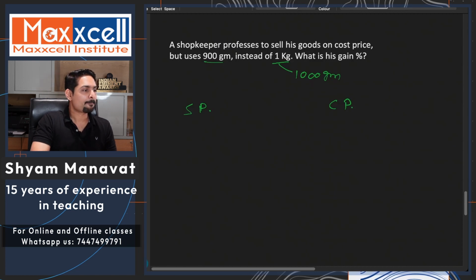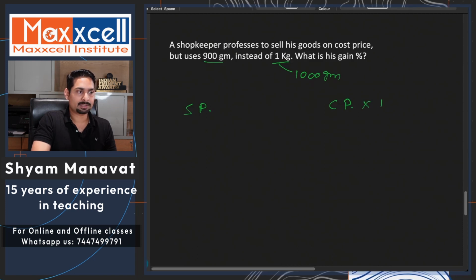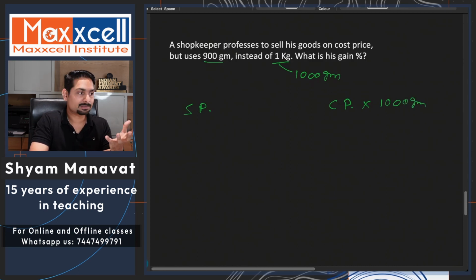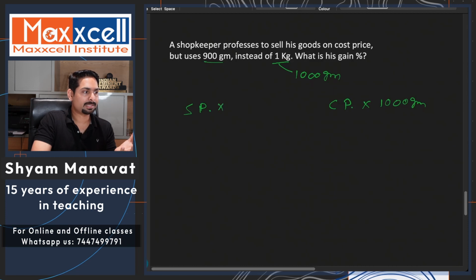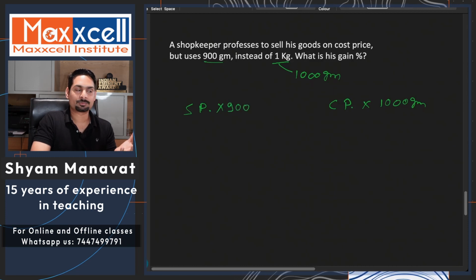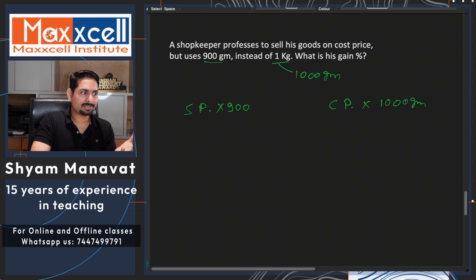So what is happening is the cost price of this 1000 gram. He's selling how much? He's selling only 900 grams. So what is he getting on behalf of 900 grams? That price is equal to the cost price of 1000 grams.